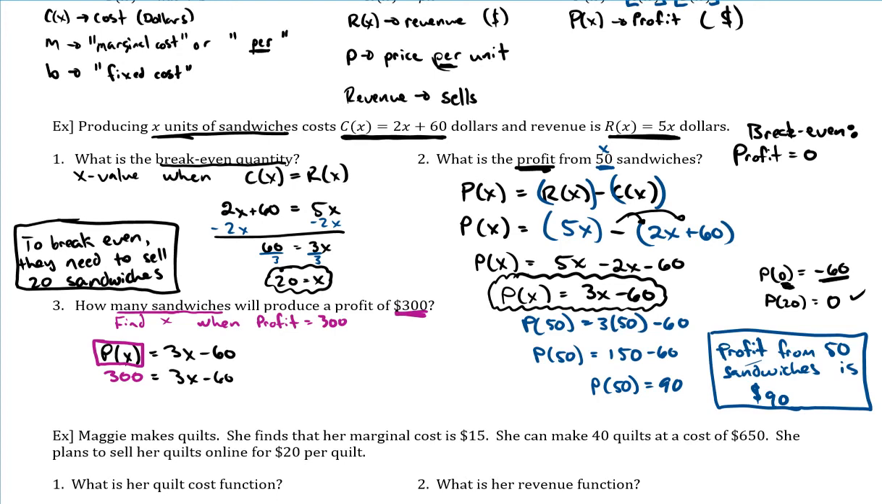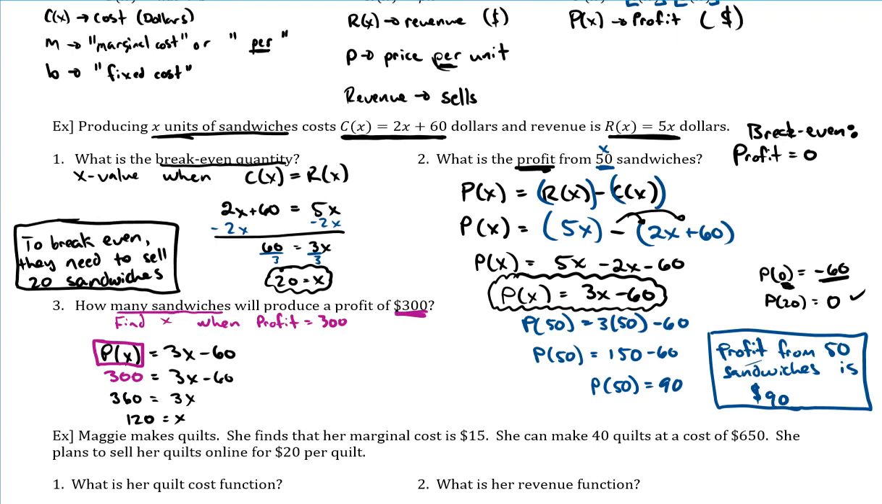So 300 equals 3x minus 60. And now we can solve this linear equation. We can add the 60 over. To save room, I'm just going to do it right there. If we add 60 to both sides, we'd have 360 is 3x. And then if we divide by 3, 360 divided by 3 would be 120. So it looks like 120 is our x.